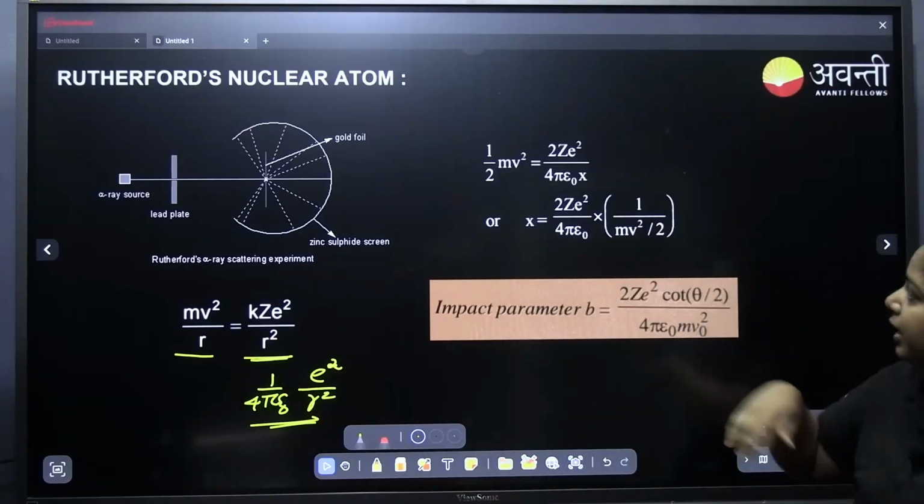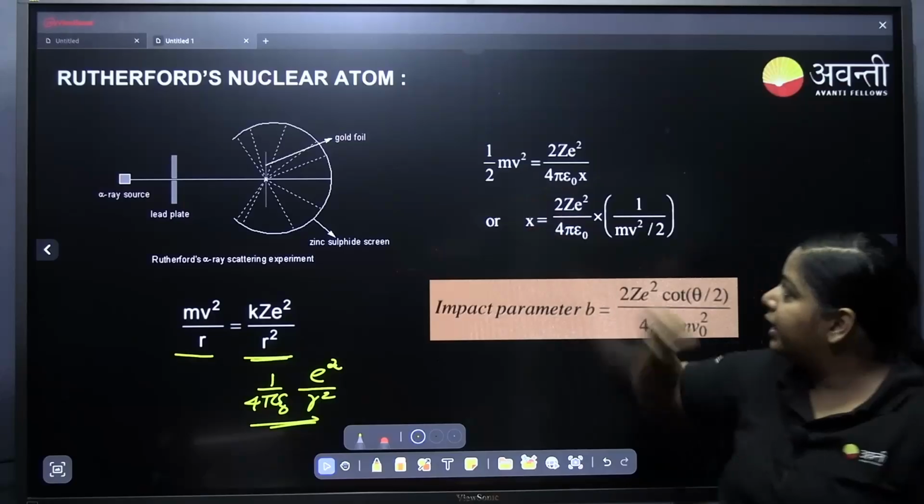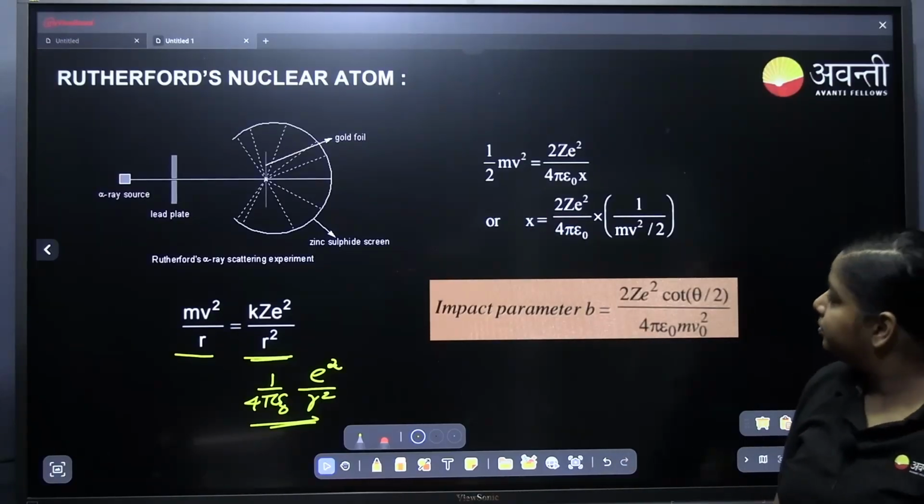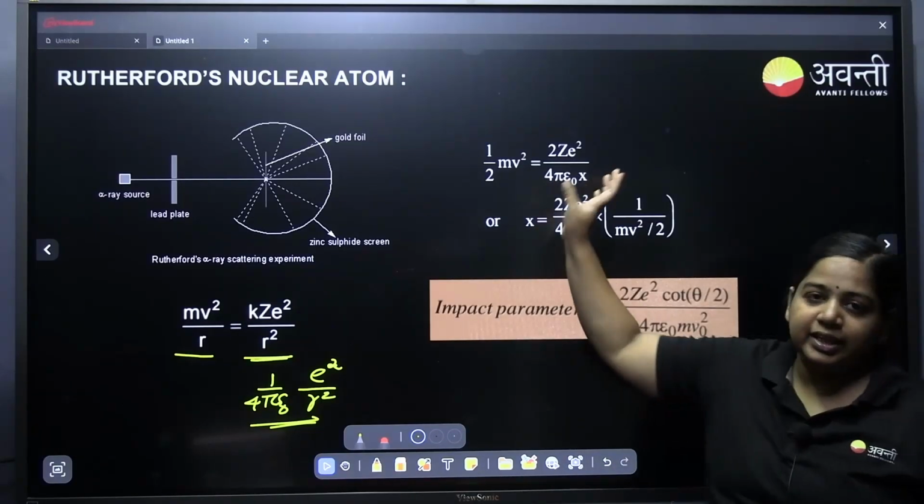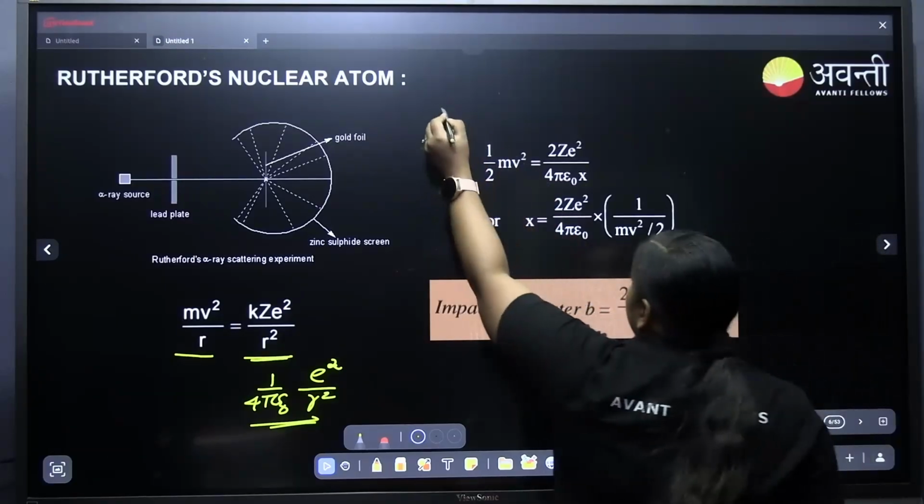Next, if you want to find kinetic energy, sorry, not kinetic energy, for finding the distance of closest approach.